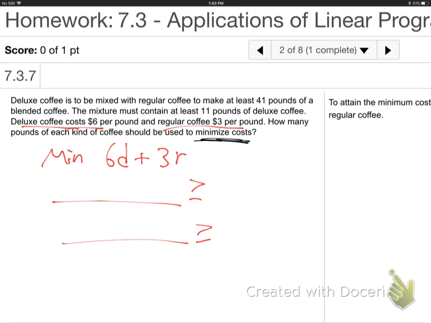Here we go. What's it say? Deluxe coffee mix to make 41 pounds of a blended coffee. 41 pounds. Doesn't that mean however many pounds of deluxe plus how many pounds of regular? At least. What does at least mean? Greater than or equal. See, it is. You don't even have to pay attention. It's just 41. And then the mixture contains at least 11 pounds of deluxe. Oh, that's just the D, isn't it? And that's it. That's all. I've used all the numbers.